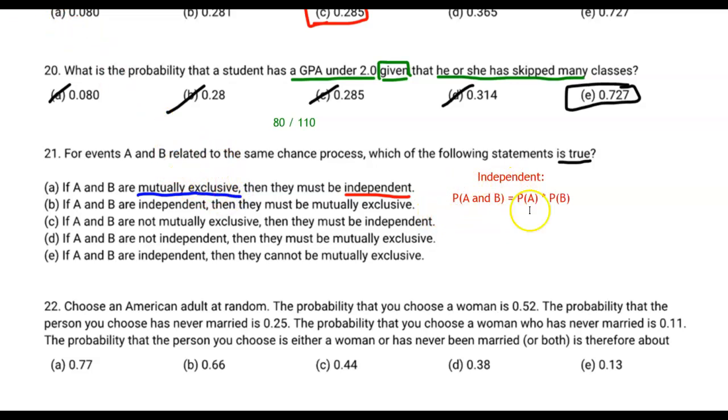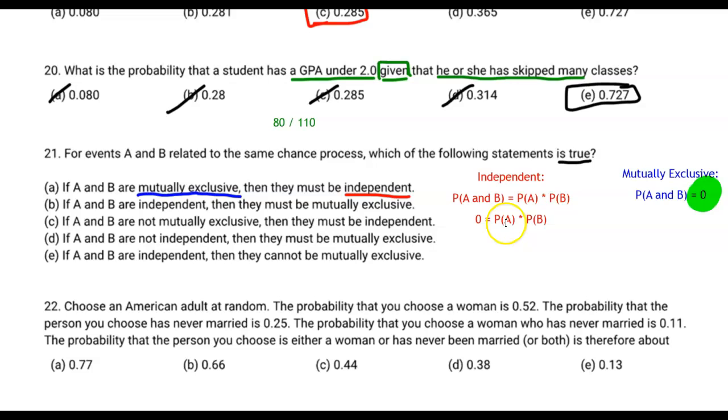Remember that if two events are independent, that means that the probability of A and B is equal to the probability of A times the probability of B. Let's say that the two events are independent. In that case, they can't be mutually exclusive as well, because if they were mutually exclusive, this value would be 0, which means I can rewrite my equation like this. I want you to see how this equation doesn't really make sense.